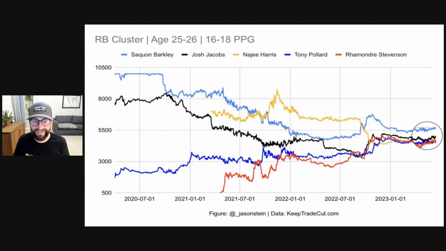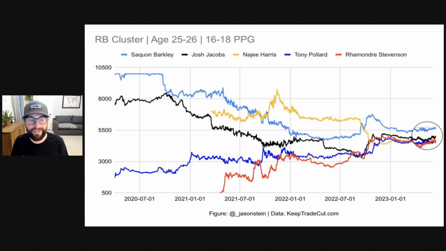Just a side note there: Rhamondre Stevenson comes from basically irrelevance, off the chart, to have a couple good seasons, especially in 2022. And now he's right up there with the rest of these guys. He also has the opportunity to own that Patriots backfield. So it's an interesting play there, especially being at the very bottom of this cluster.